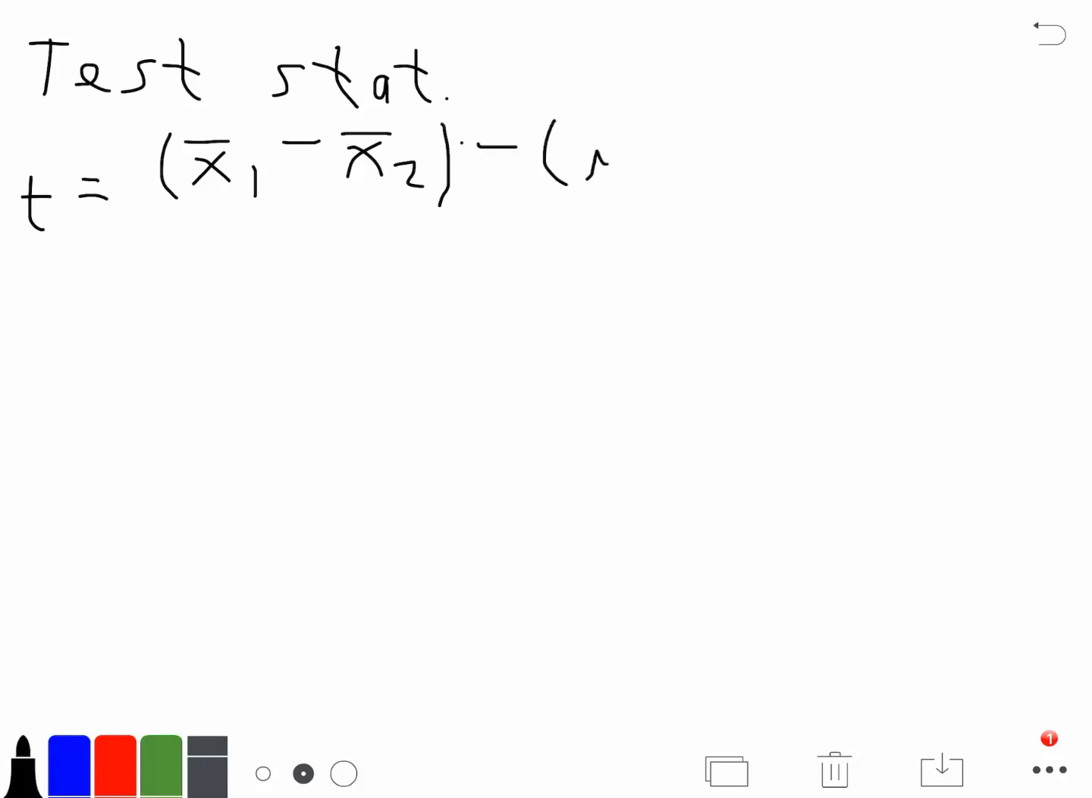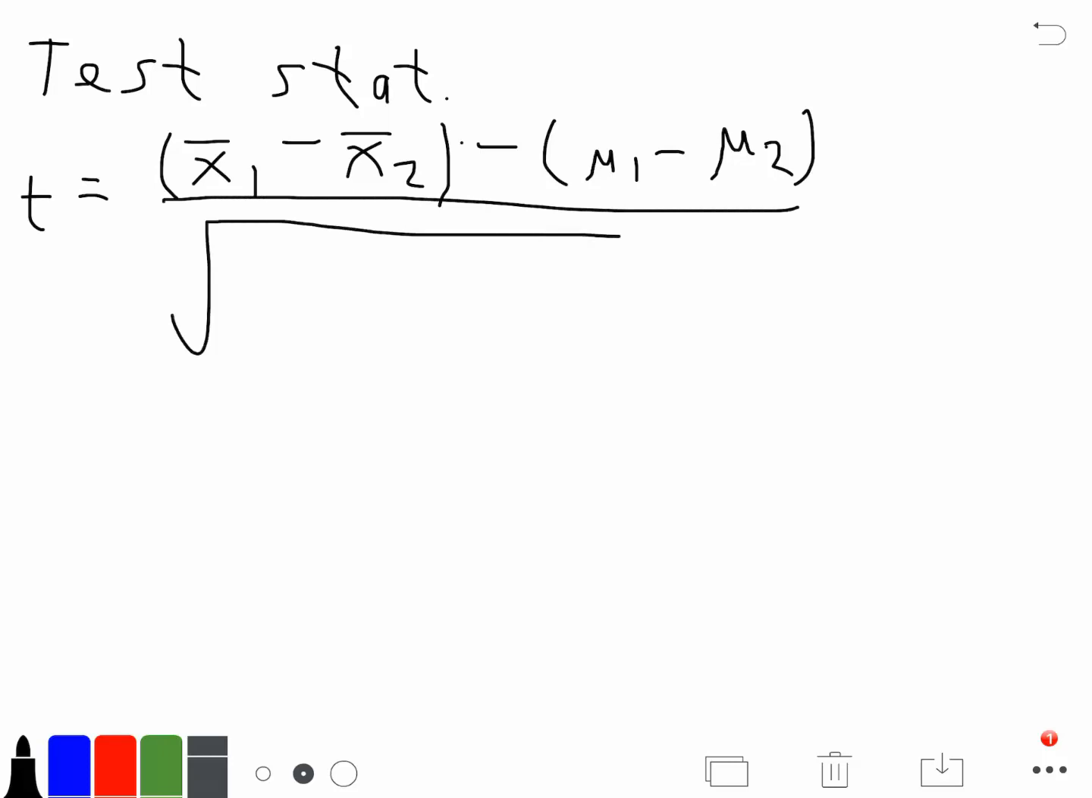To calculate the test statistic, we're going to need a formula as usual. The formula for this one, since we do not know what sigma is: t equals, in parentheses, x sub 1 bar minus x sub 2 bar, close parentheses, minus, then in parentheses, mu sub 1 minus mu sub 2, all over, make a big square root, s sub 1 squared over n sub 1 plus s sub 2 squared over n sub 2.